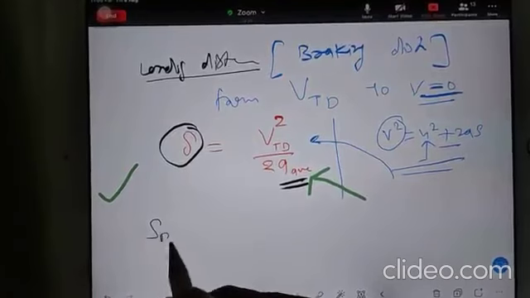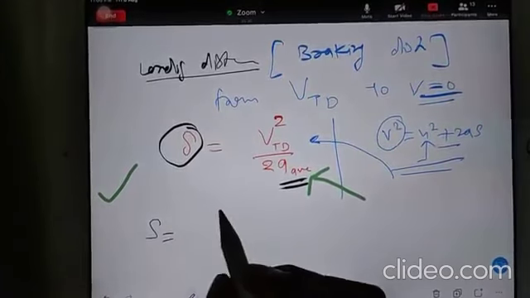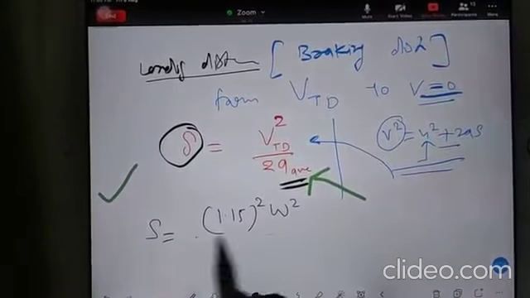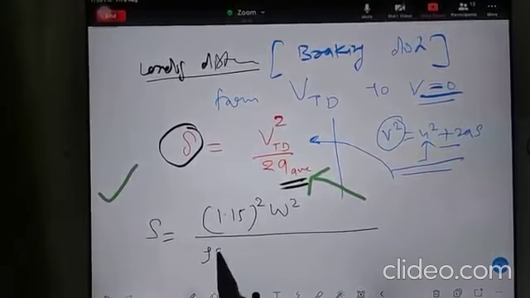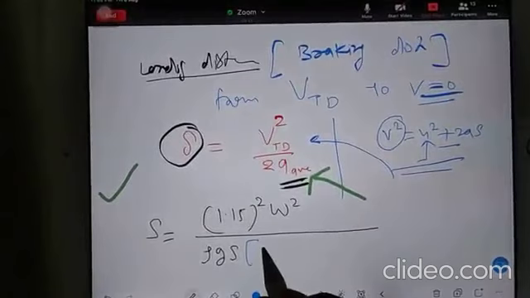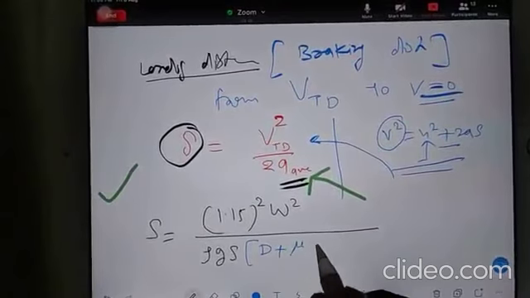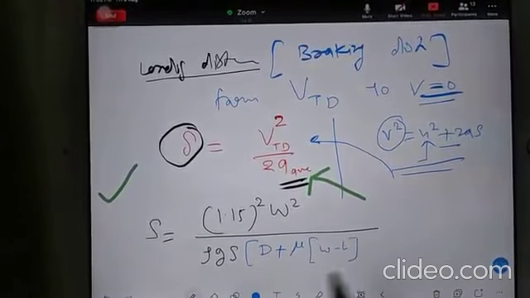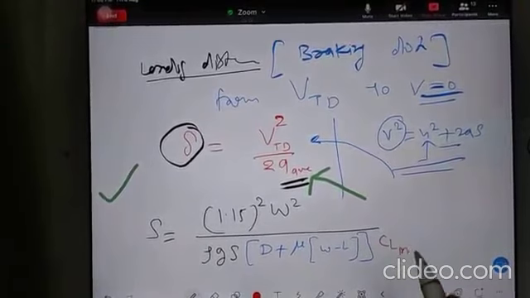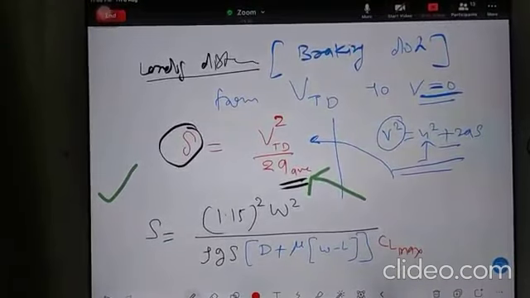So you see S is equal to 1.15 whole square, then W square, divided by rho G S. After that, here you have to put a big term, D plus mu times W minus L, bracket close, and then you have to put C L max. This much big formula. That's why you don't have to focus on landing distance in the exam hall.